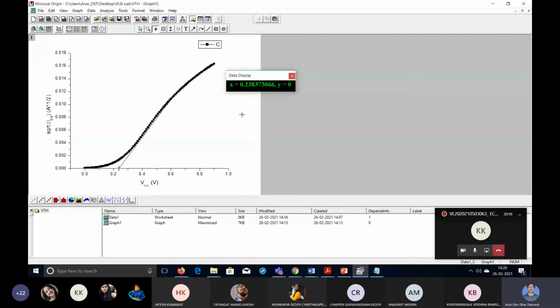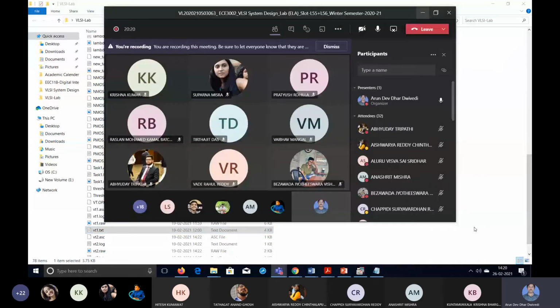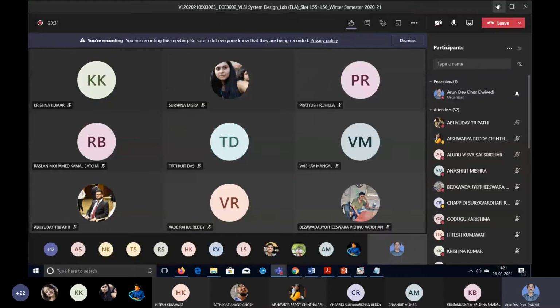And now the Origin explanation is over, I can come to LTspice. So I will stop this one. But if anybody has some question on Origin, how to use the Origin software, I can explain here. Otherwise, I am moving to LTspice to explain the body effect. Dear students, do you have any question on this? No? Okay, moving.